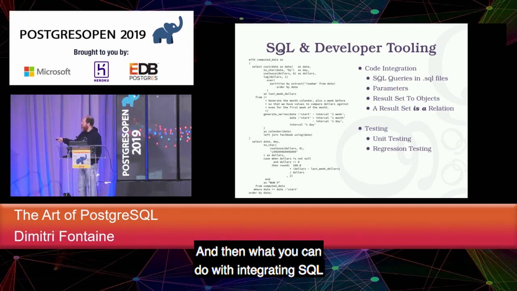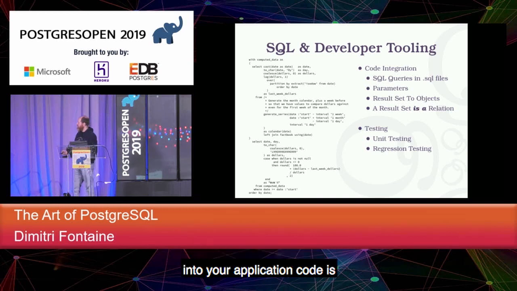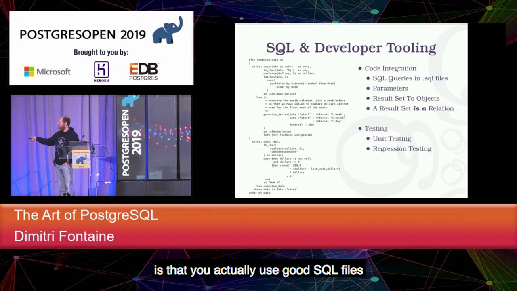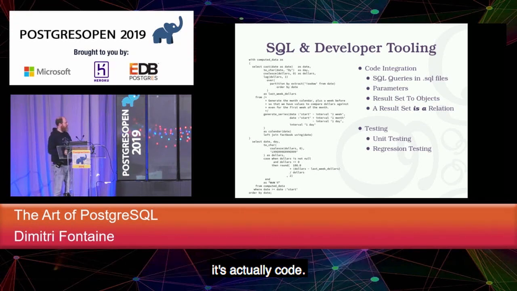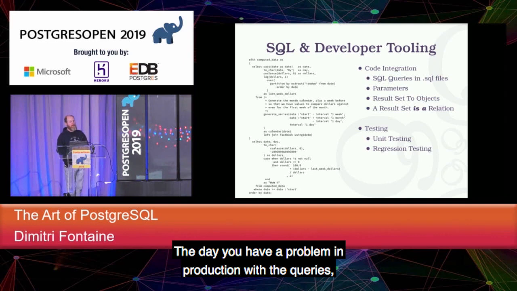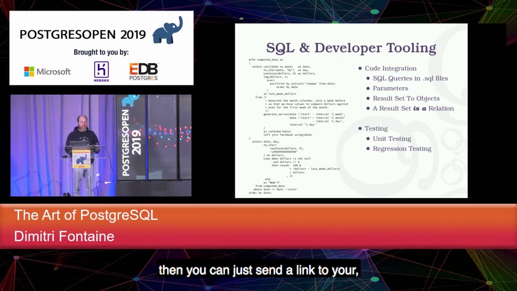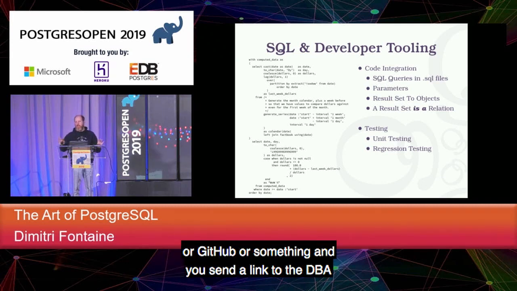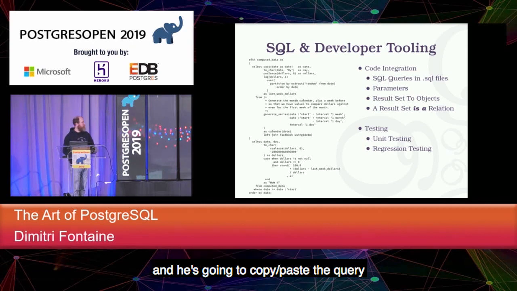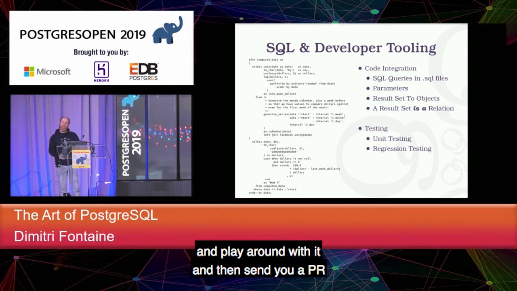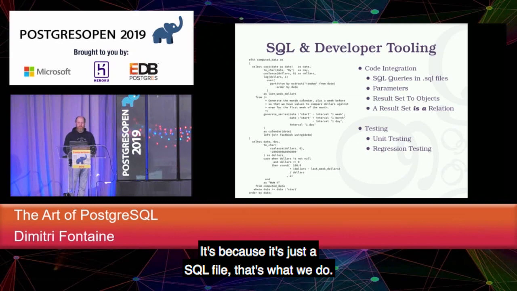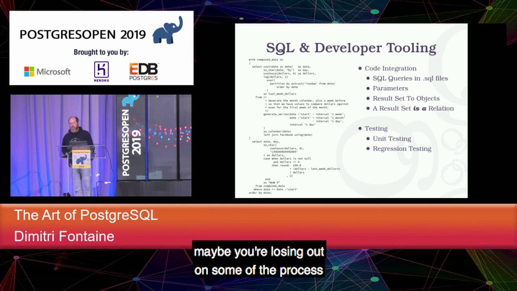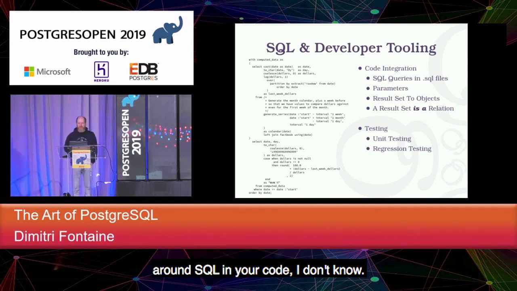And then what you can do with integrating SQL into your application code, the best way I found, is that you actually use .sql files, because then you have syntax highlighting. It's actually code. The day you have a problem in production with queries, you can just send a link to your DBA, maybe you have a Git front end like GitLab or GitHub or something. The DBA is going to copy paste the query, play around with it, and then send you a PR that fixes the query. Because it's just a SQL file. That's what we do, right? If you're not doing it that way, maybe you're losing out on some of the process around SQL in your code. I don't know.